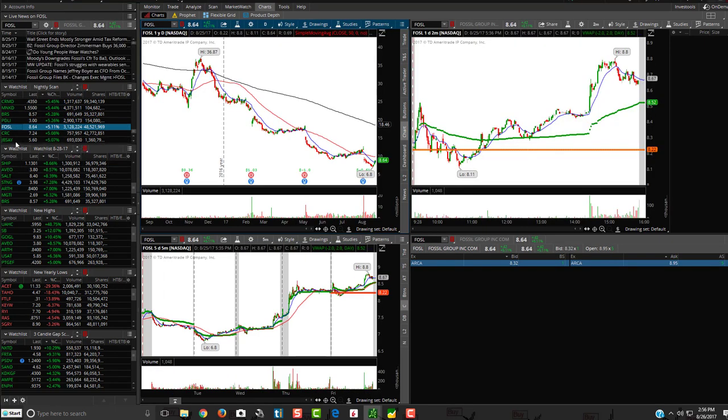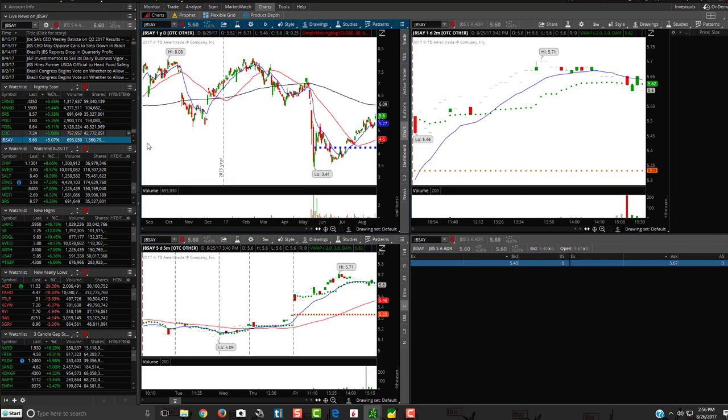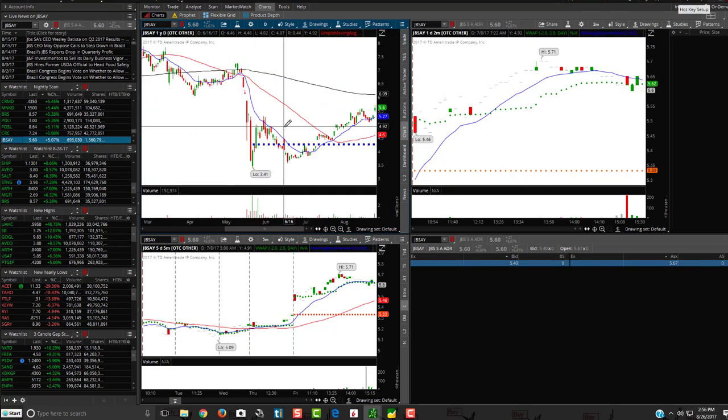FOSL, no. CRC, no. JBSAY, maybe potentially going up and filling this gap. There's a few gaps here. You look at this one here. This could be a triangle formation forming here to go up and fill that area. This one might be a nice one to watch.